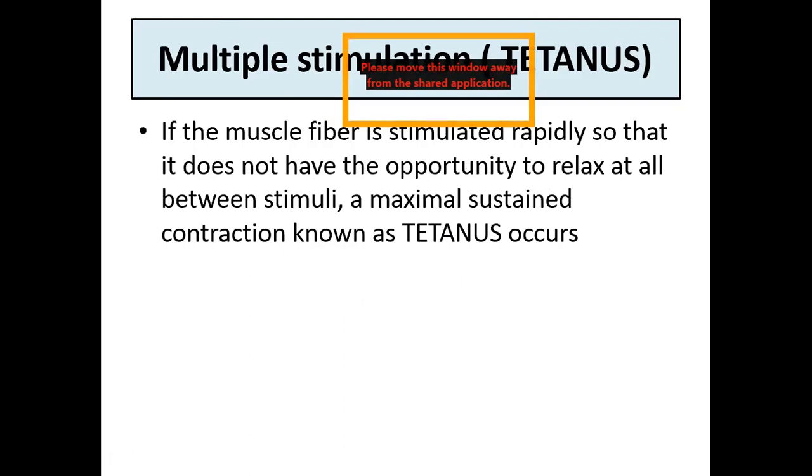Now, what is the ionic basis of tetanus? When the muscle is stimulated in rapid succession, there occurs accumulation of calcium ions in the sarcoplasm. So when you apply multiple stimuli, for every action potential calcium will be released into the sarcoplasm, and so the amount of calcium in the sarcoplasm will be increased, and there will be continuous recycling of the myosin heads. So cross bridge cycling will be recycling, and this will lead to a sustained muscle contraction, which is called tetanus. This is the ionic basis of tetanus.